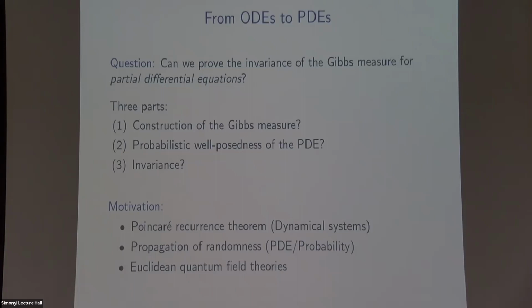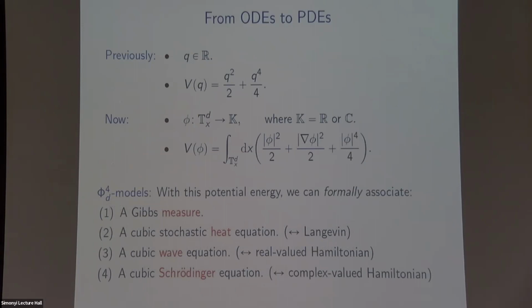Let's try to get a little bit more specific. What are the types of PDEs that we will now be studying? Previously we had our position variable q. We also had a momentum variable, but let's ignore that one for now. And we had a potential energy, and I will now just fix this parameter lambda to be 1, so I have this quadratic and quartic term. Now these two objects will be replaced by more complicated ones.